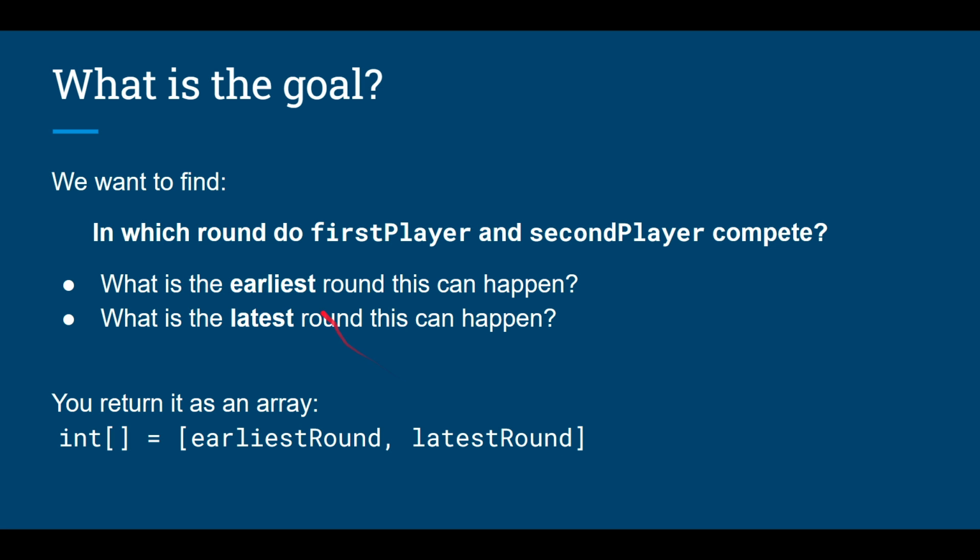So what is our goal? We have to find in which round the first player and the second player compete. What is the earliest round this can happen, and what is the latest round this can happen? We have to return it in an array. This resultant array will store the earliest round at index 0, and the latest round at index 1. I hope you understand the problem.